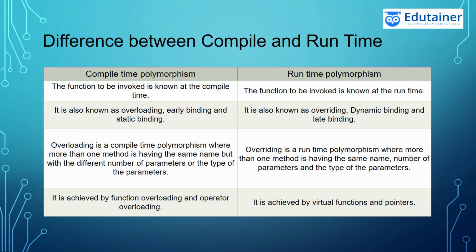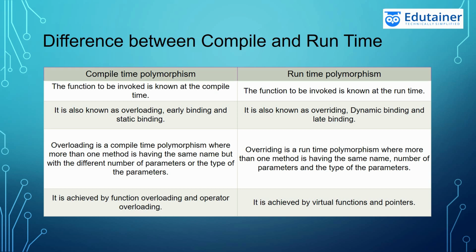Difference between compile time and runtime. You can see the table right now in which we have differentiated between compile time polymorphism and runtime polymorphism. In compile time polymorphism, the function is known at compile time, whereas in runtime, the function is known at runtime. Compile time polymorphism is also known as overloading, early binding or static binding, whereas runtime is known as overriding, dynamic binding and late binding.